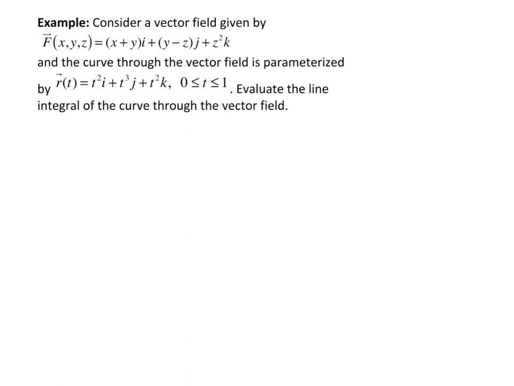Consider a vector field that's given by f of x, y, z equals (x plus y) i, (y minus z) j, and z squared k. And the curve through the vector field, which is parameterized by r of t equals t squared i plus t cubed j plus t squared k, where t goes from 0 to 1. Now, I want to evaluate the line integral of the curve through the vector field.